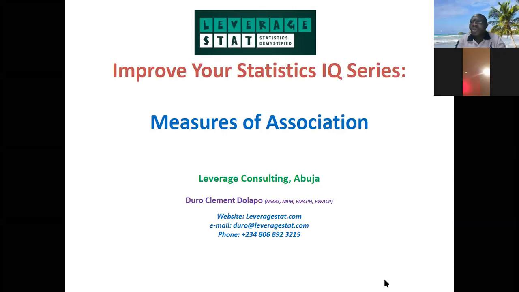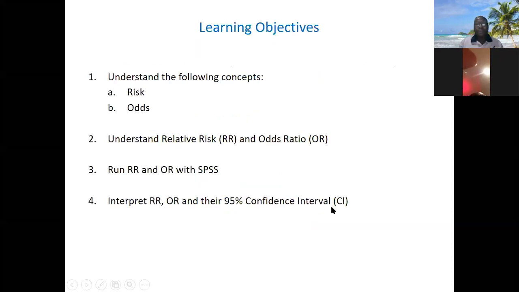Yes, today we'll be looking at measures of association. So we'll be looking at understanding the concept, risk, and odds. Under the measures of association, we are going to be looking at two main measures of association: relative risk and odds ratio.